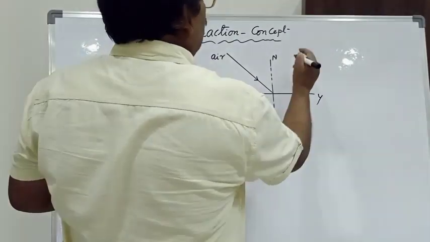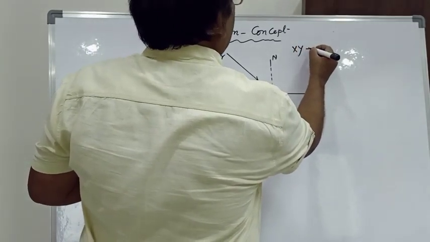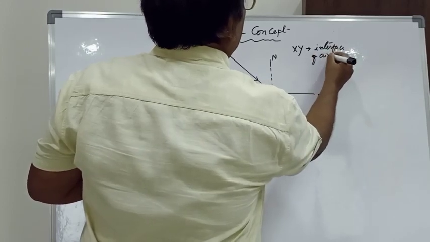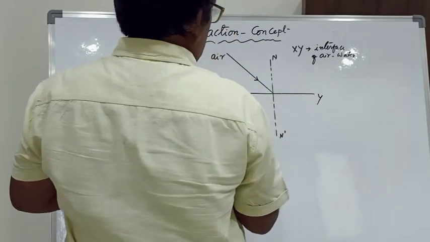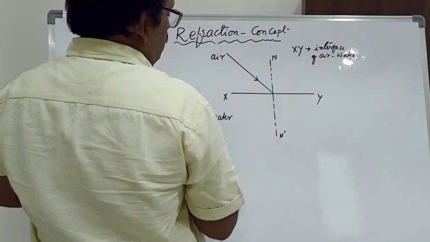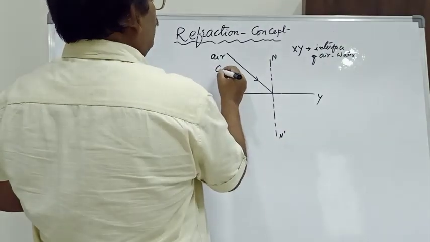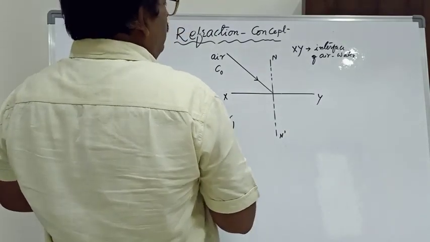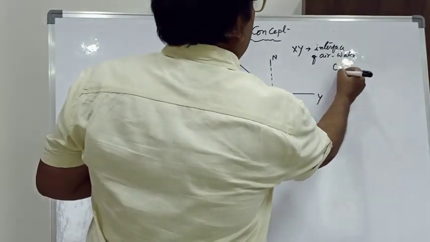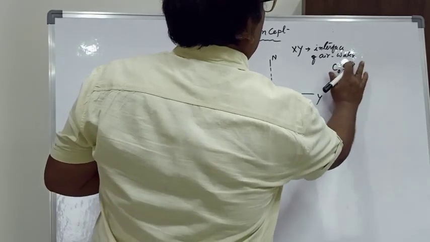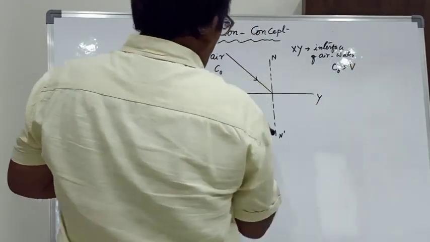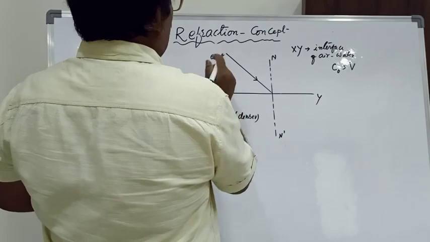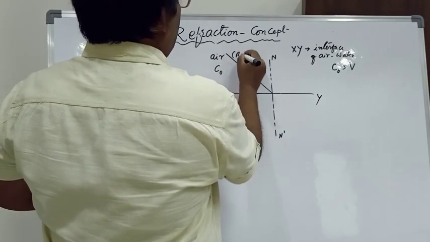So here XY is called the interface of air and water, because the second medium is water. The speed of light in air is c naught, and the speed of light in water is, say, v. Remember, children, the speed of light in air is always more than the speed of light in water. That's why water is called a denser medium, optically denser. This is the optically rarer medium.